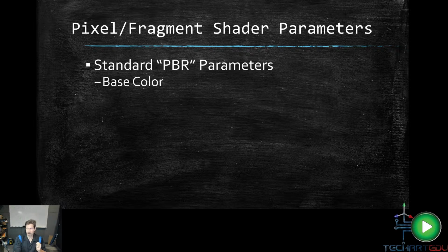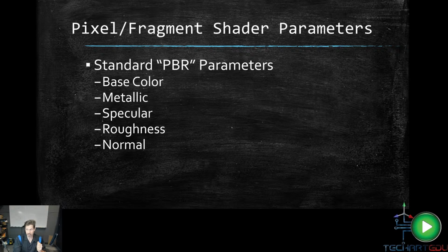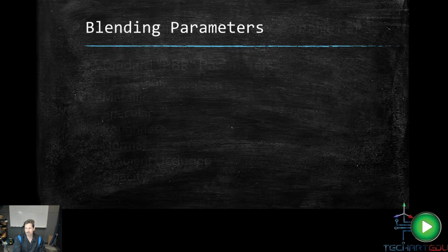Okay, now the pixel and the fragment shaders. This is where most folks come in, and this is where the Illumination Model takes place. This is where your standard PBR parameters come in, where you manipulate your base color, your metallic, your specular, your roughness, and your normal. And you're going to get the ambient occlusion. So this is kind of complicated, a lot of stuff to deal with, but if you go back to my lecture on PBR, which is, I believe, number 25, I'll show you how to manipulate each one of these parameters. Oh yeah, we're going to have to deal with the opacity as well.